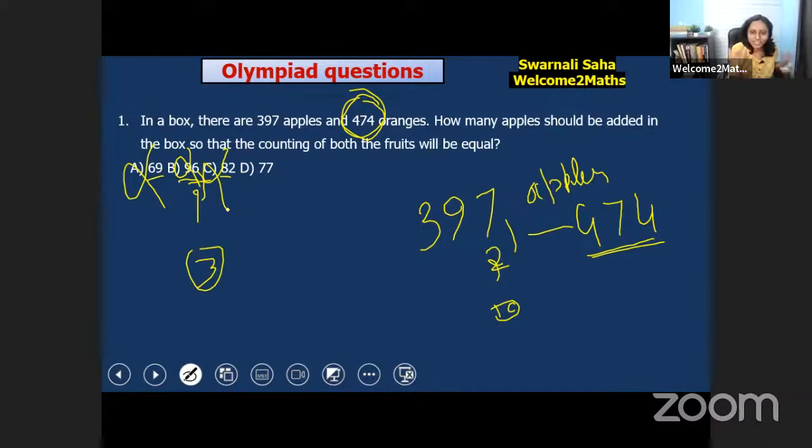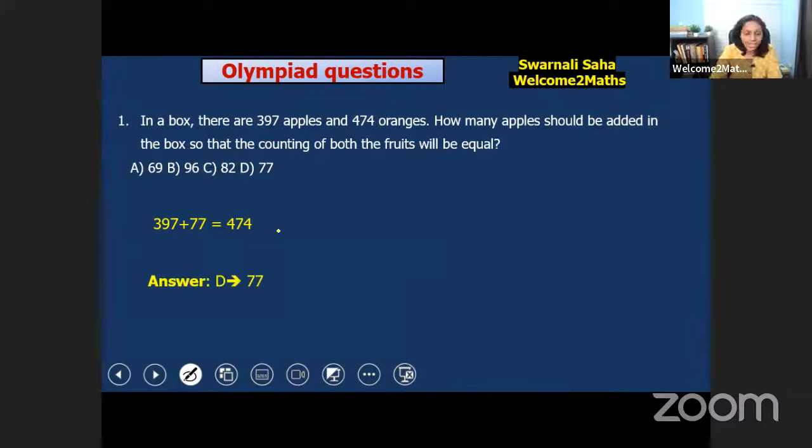So the last option, 77, it must be our answer. Let's check it. Whenever we add 7 with 7, we get 14, that means in ones place we have 4. So it must be our answer. So let's add 397 and 77, and it is 474. Okay, so this is the answer. Option D is the right one, 77. Very good. All of you have done right, it is 77.